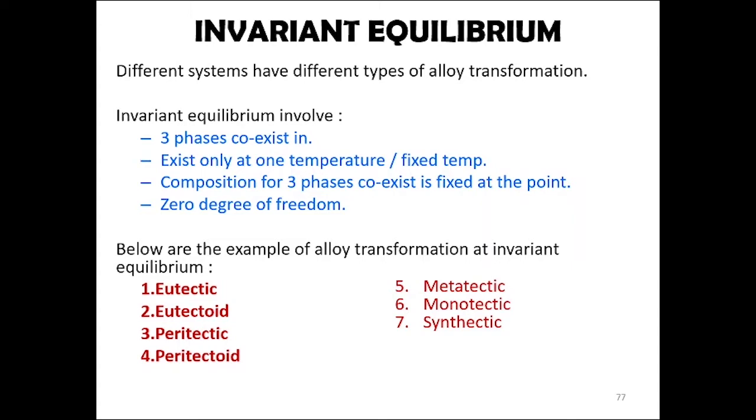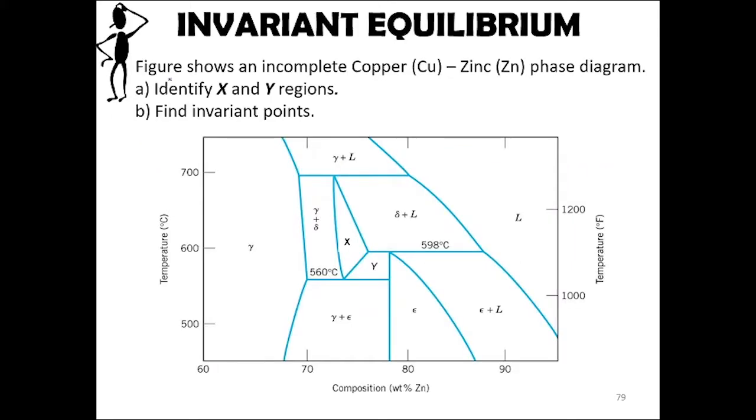So in this video, we are going to cover an example so that we can have a better understanding of invariant equilibrium and how we are going to differentiate one invariant equilibrium from the others. We look at this example. The figure shows an incomplete copper-zinc phase diagram. The question is: identify the X and Y regions.